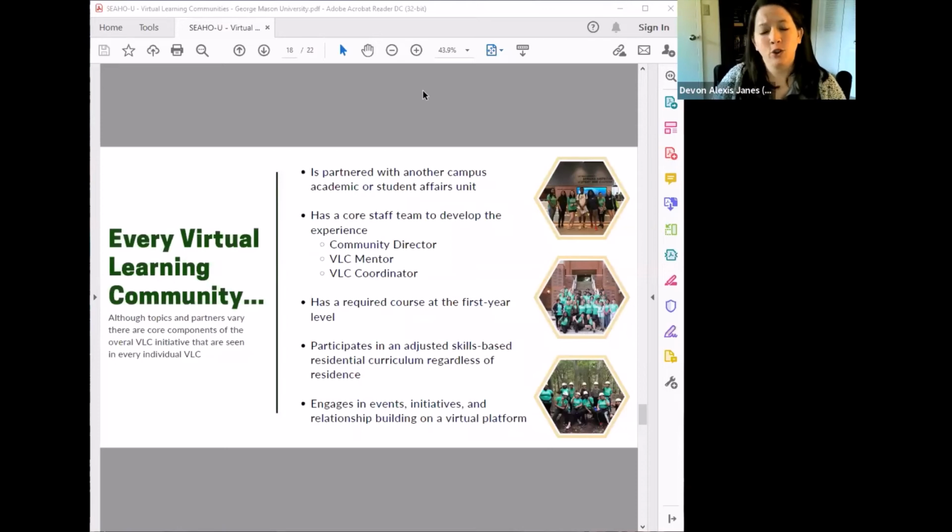So our community directors, who are still also working with our on-campus population, are also assigned to a series of learning communities online that they work with a VLC coordinator who is a staff member in our partnered unit, as well as our VLC mentors, which as mentioned are what we converted our resident assistants to, which also means that not all of our VLC mentors are living on campus with us anymore. Some of them are living at home and participating and supporting this entirely virtual.